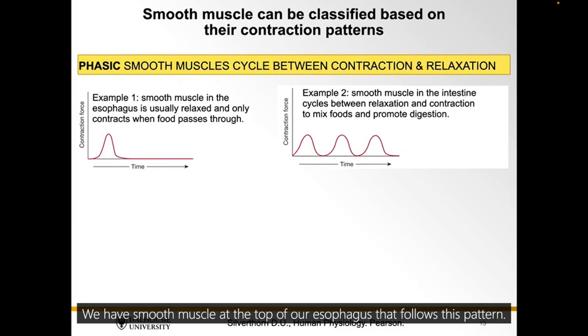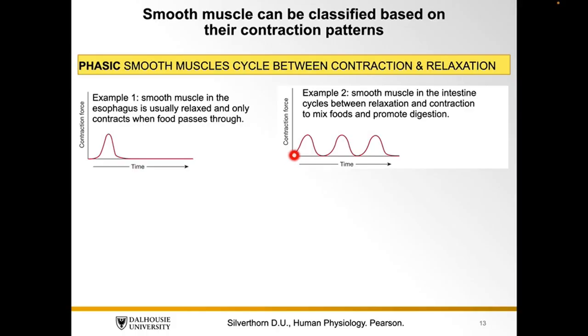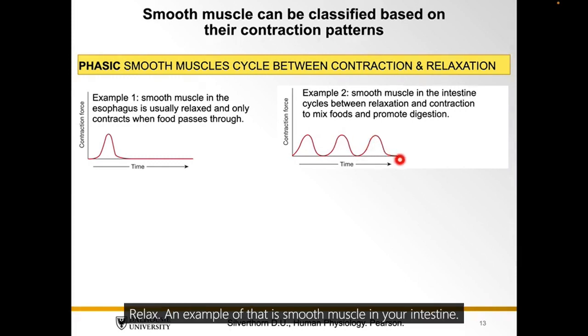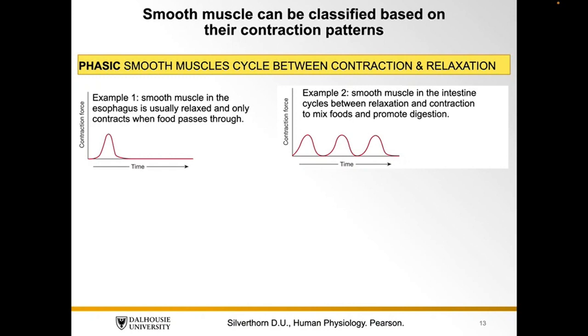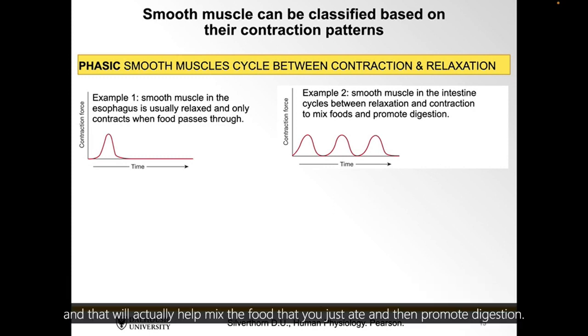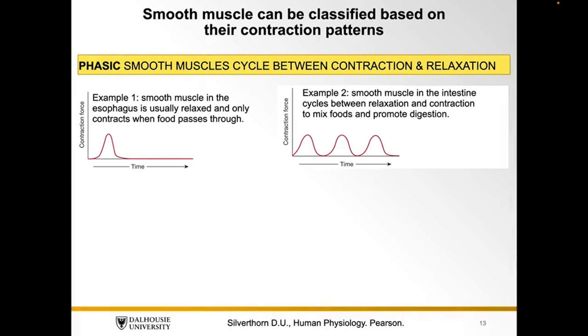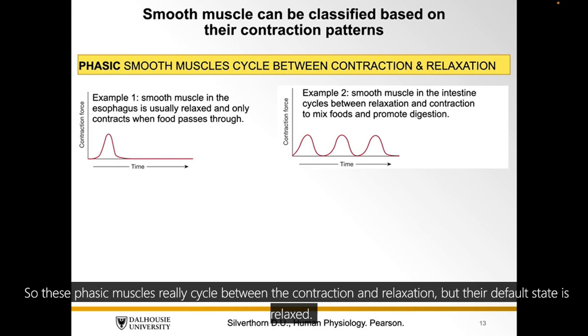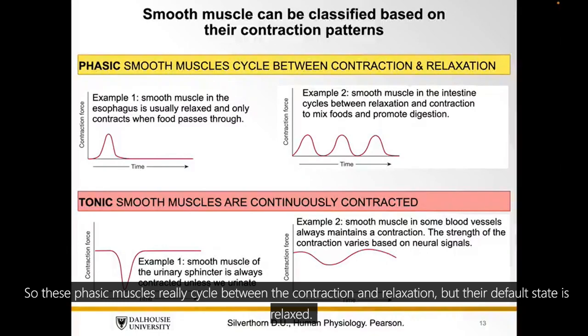We have smooth muscle at the top of our esophagus that follows this pattern. Now, the second example is smooth muscle that will alternate between a relaxed state and a contracted state. Relax, contract, relax, contract, relax. An example of that is smooth muscle in your intestine. When there's food in your intestine, your smooth muscle will go through these cycles of relaxation and contraction, and that will actually help mix the food that you just ate and then promote digestion. So these phasic smooth muscles really cycle between contraction and relaxation, but their default state is relaxed.